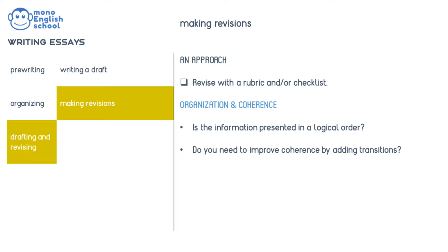Next, overall organisation and coherence. Is the information presented in a logical order? Would your essay flow more smoothly if you changed the order of your body paragraphs? Do you need to improve coherence by including transitions? Would the addition of transitions make the methods of development clearer for your reader?